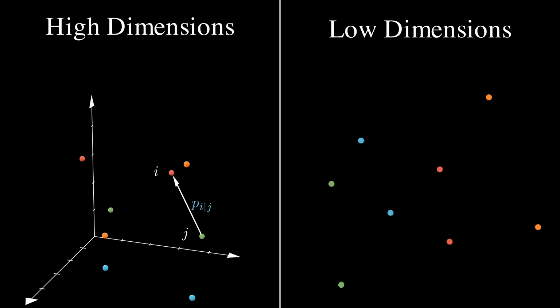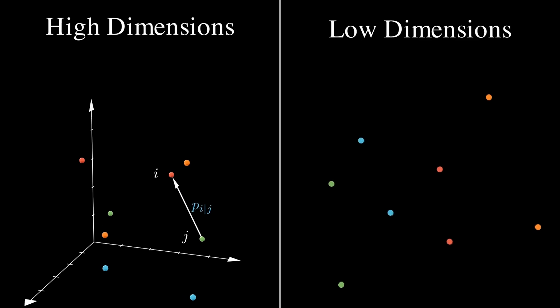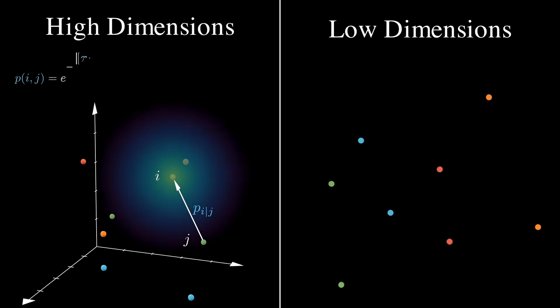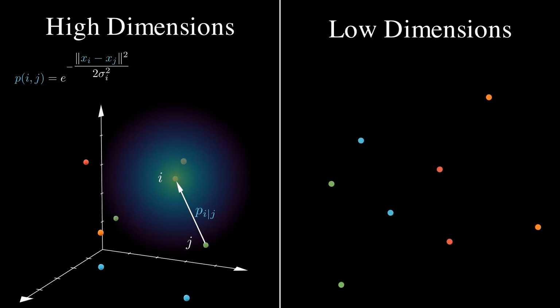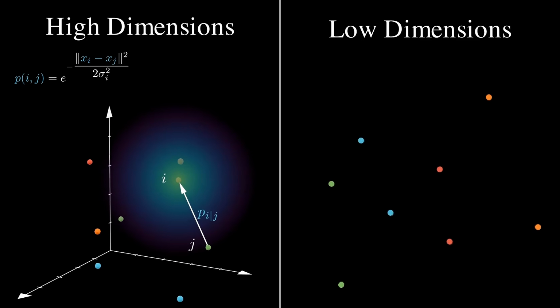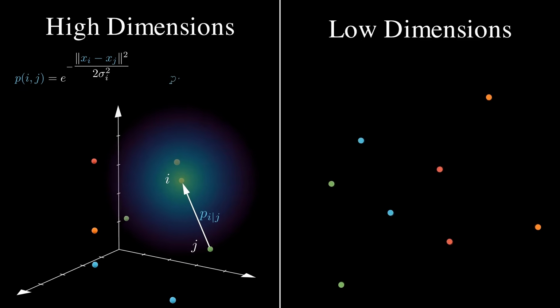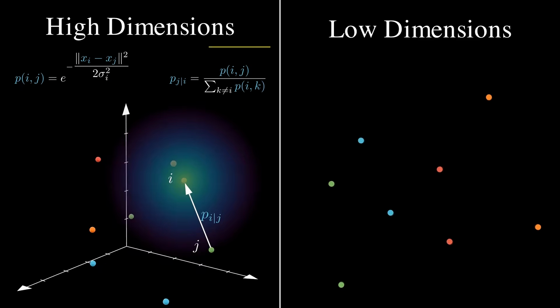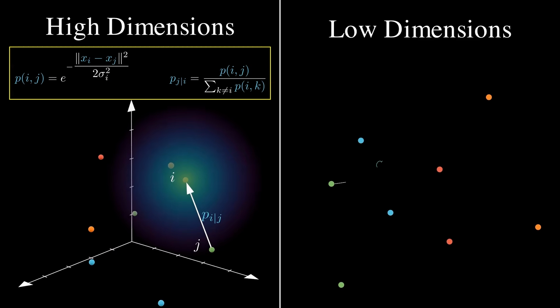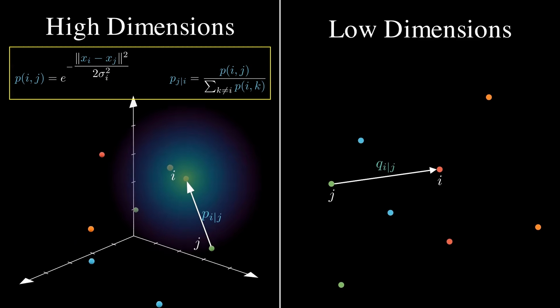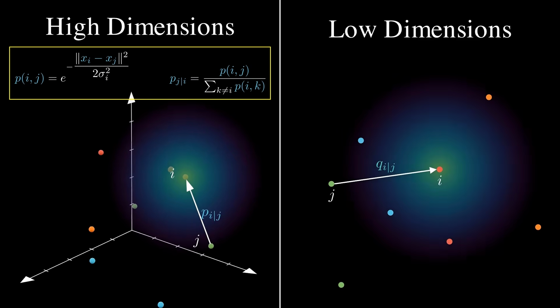First, it calculates the similarities between each ordered pair of points i and j, denoted p i to j. It does this by placing a Gaussian distribution around point i with its own standard deviation sigma i, which we'll see how to choose soon. To normalize these values, we divide each one by the total similarity around point i so that all the probabilities add to 1. Let's now call the mapped data points y.